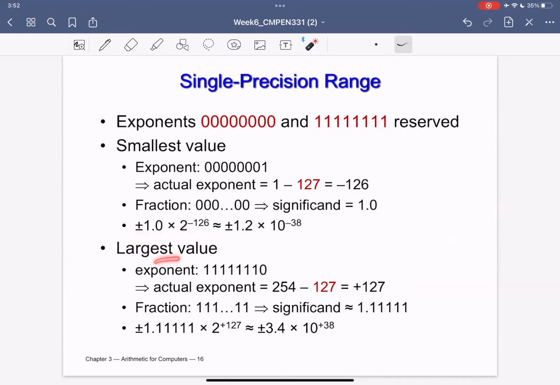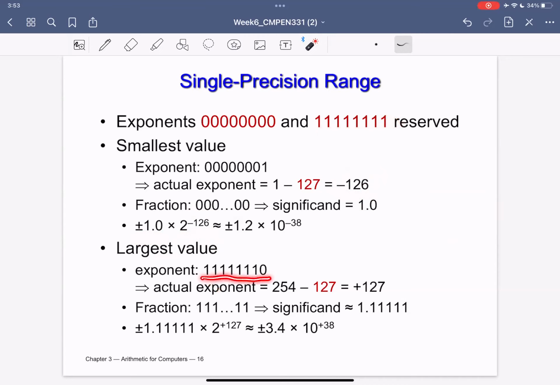How about the largest value? The largest value in the exponent, I would like to take all ones, but as we mentioned, it is restricted. I can't get that. So the largest number that is less than that will be all ones except the last bit, which will be zero, correct? And this is what I have here.